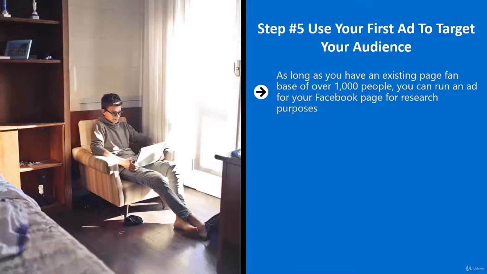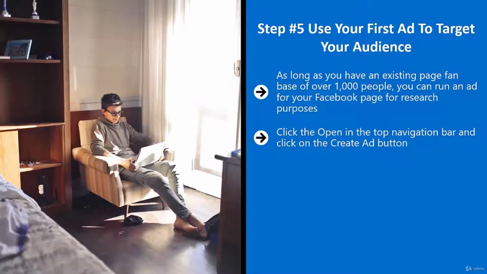As long as you have an existing page fan base of over 1,000 people, you can run an ad for your Facebook page for research purposes. Basically, your first ad is going to test how you can target the people who already like your page. Click the Open in the top navigation bar and click on the Create Ad button.